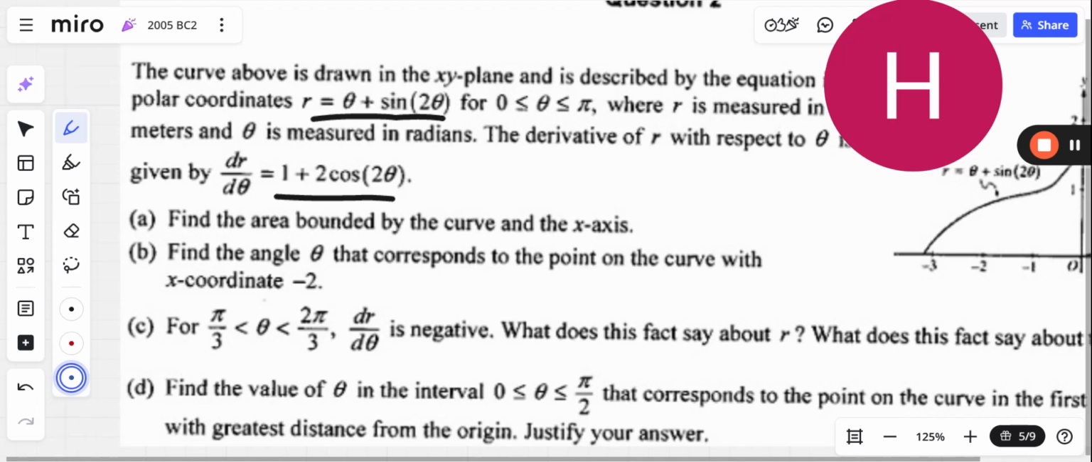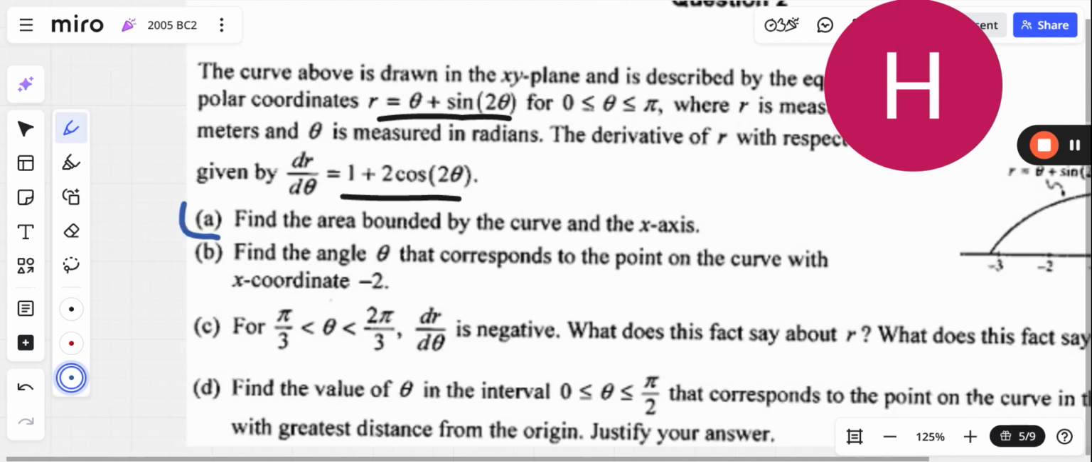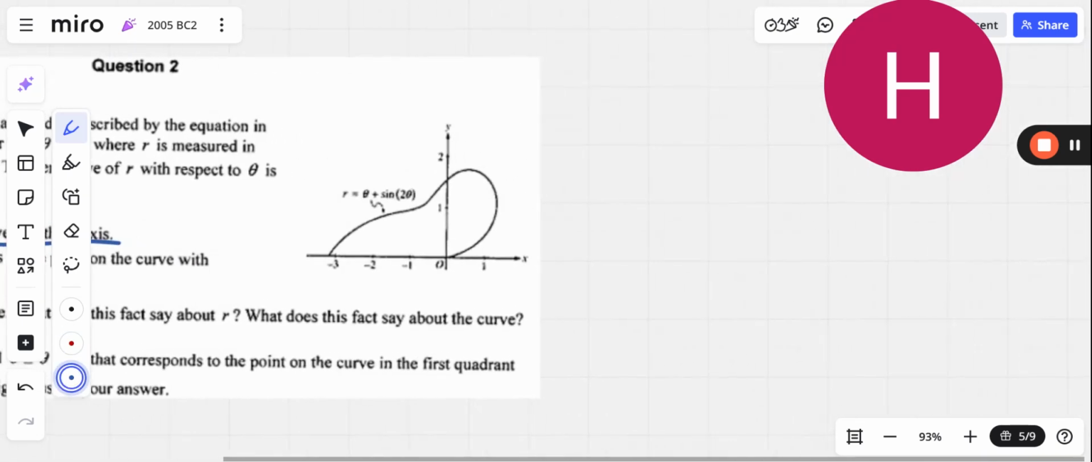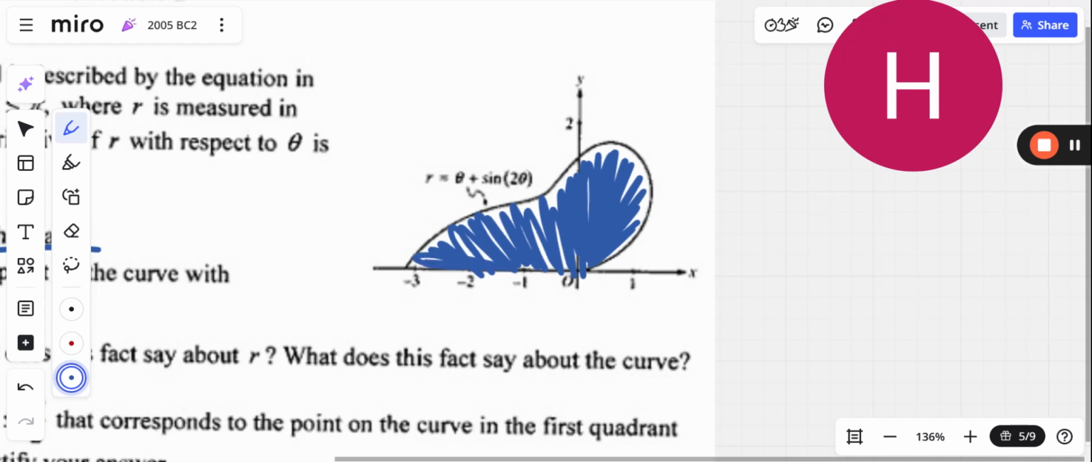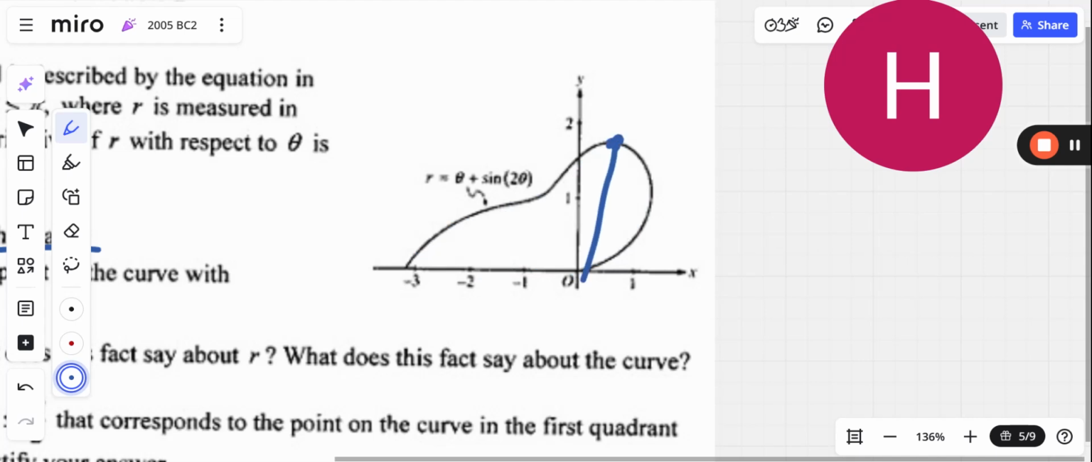And let's get started. Part A says find the area bounded by the curve and the x-axis. So literally the area of all of this. And if we were going in terms of theta, we would be filling it in like this, wouldn't we? So the amount of area that we're adding is according to how far the distance is. So when r is very far, that's adding a lot of area. When r is very close, we're not really adding that much area.